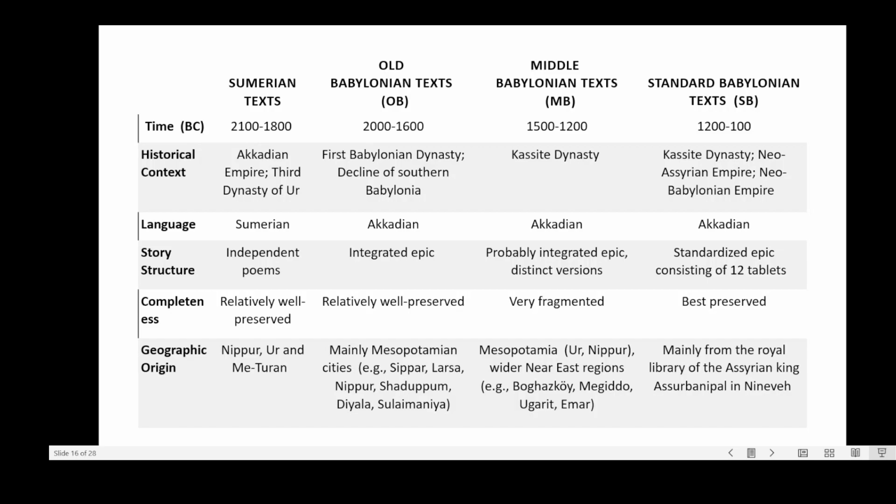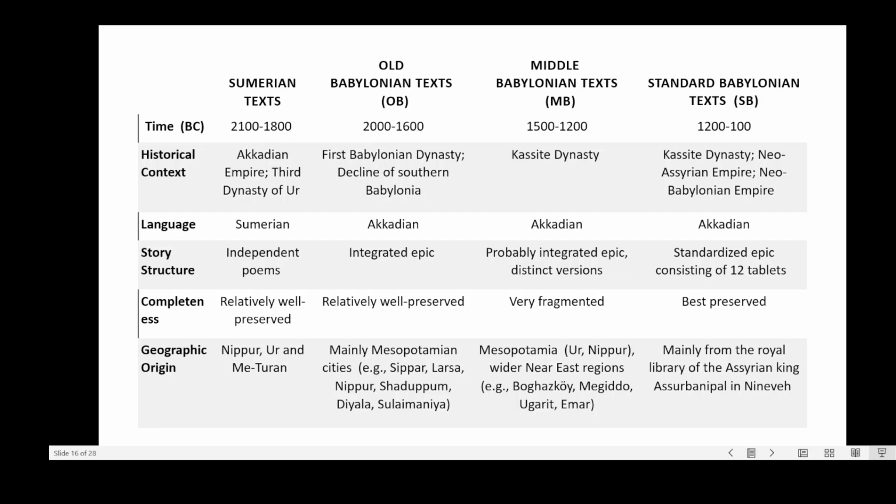And some of the scholars in the humanities actually say the major shift happened at the Old Babylonian text stage, where, as these dynasties, the first Babylonian dynasty, emerged, some major shift happened, and these stories were integrated into some coherent epic. The Middle Babylonian text has some further changes. Unfortunately, they're very fragmented, and we had to discard them for most of our analyses.